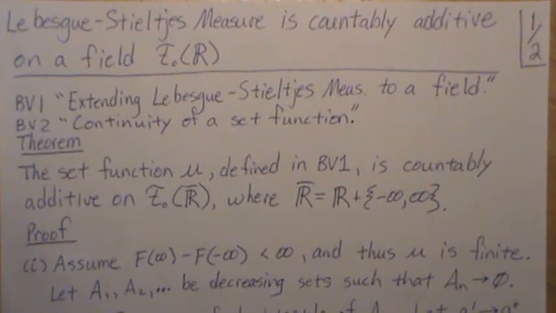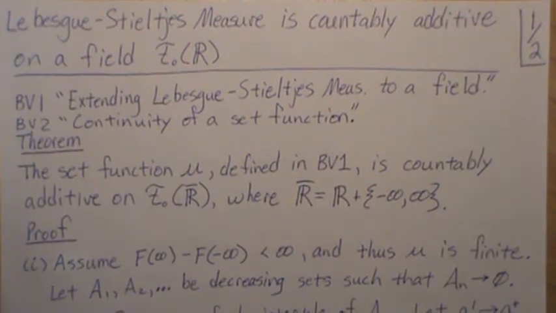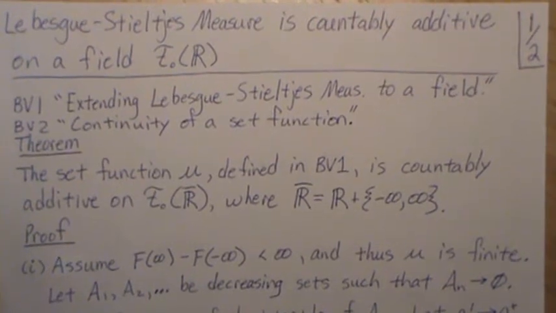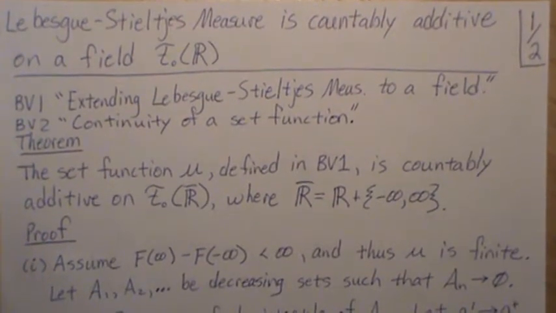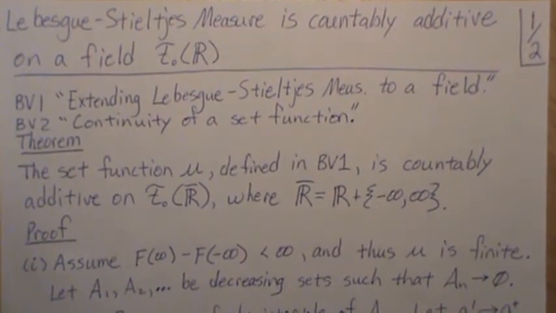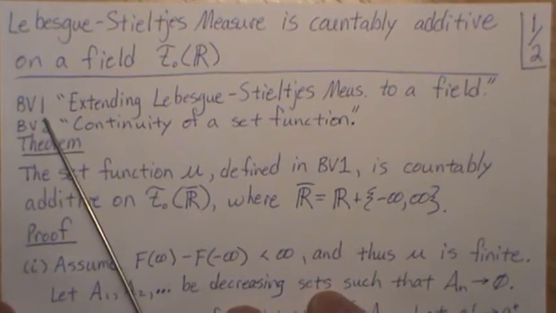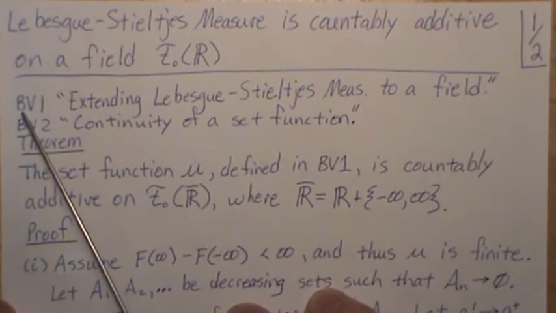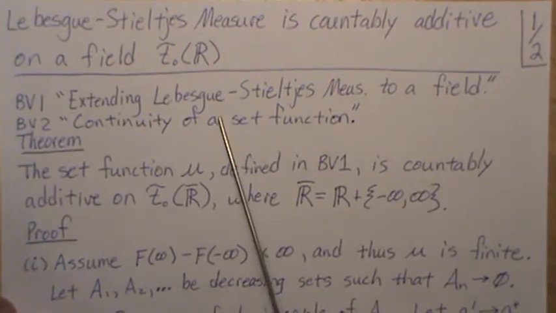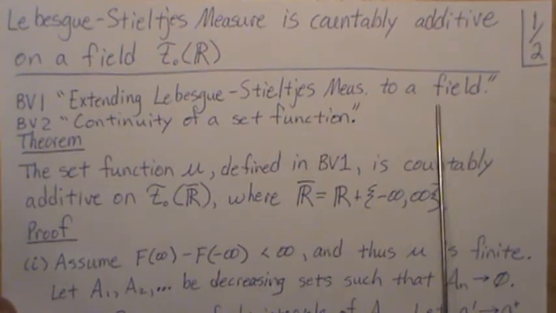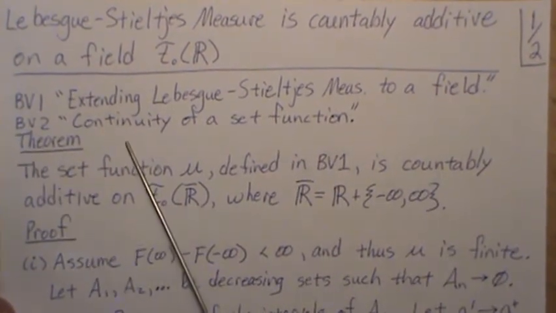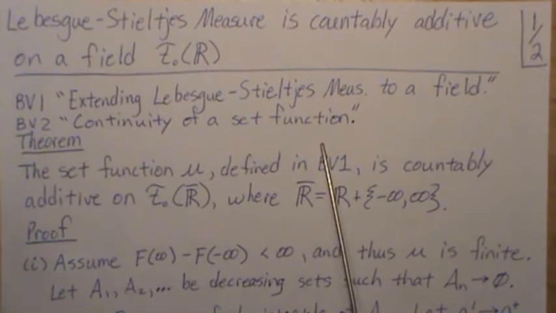Hello, this is the next video in a playlist that I'm calling Probability Measure, and here we're going to show that the Lebesgue-Stieltjes measure is countably additive on a field over right semi-closed intervals. Two background videos that we're going to reference are BV1, which stands for Background Video 1, extending the Lebesgue-Stieltjes measure to a field, and BV2, continuity of a set function.